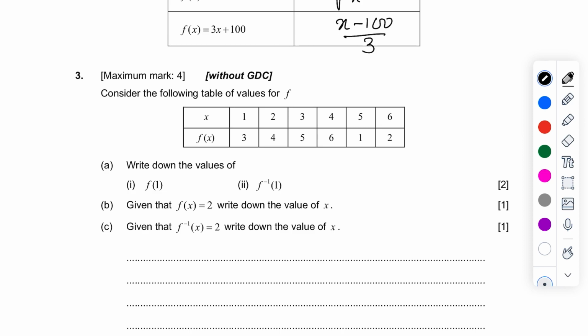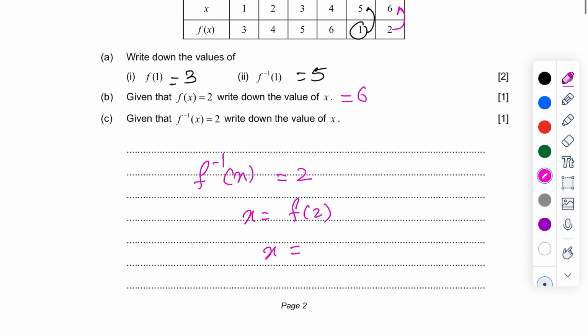Find f of 1. What is f of 1? F of 1 is going to be 3. F inverse of 1. When do I get 1 in the f table? 5. So for f inverse, you should see the other way. F of x equals 2. When do I get 2 in the f table? 6. So x equals 6. Then f inverse of x equals 2. So x equals f of 2. What is f of 2? 4. So x equals 4.